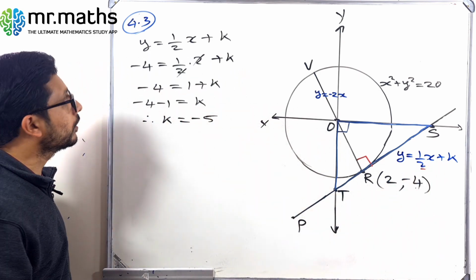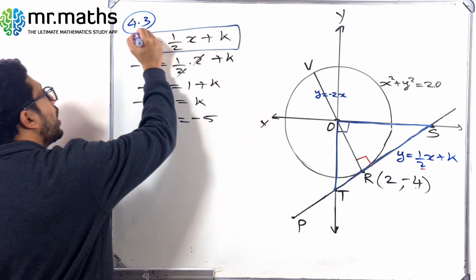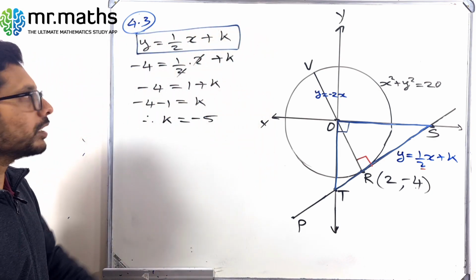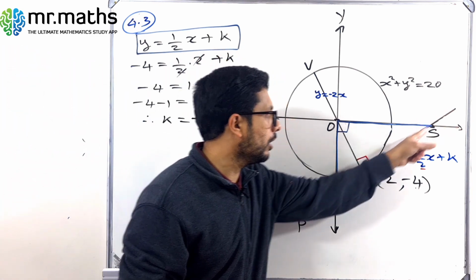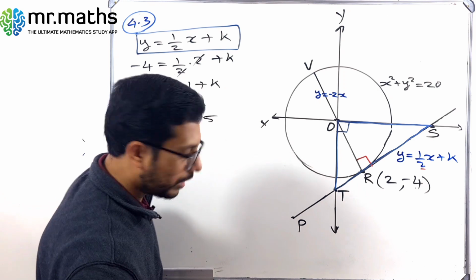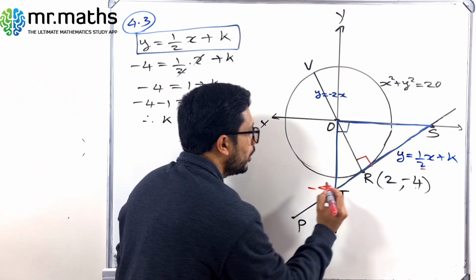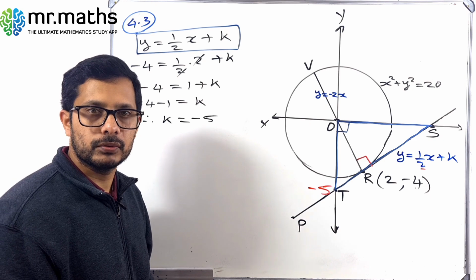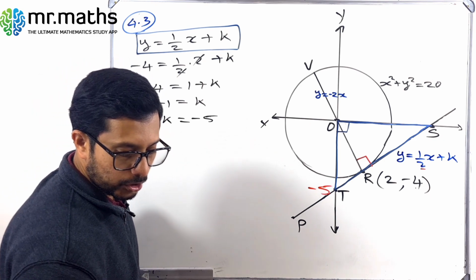What does k stand for? In this equation, look at this equation: y is equal to half x plus k. What does that k stand for? The y-intercept. So on this line, which one is the y-intercept? This point. So at that point, what is the y value we got? Minus 5. So it means that here the y value is minus 5. You understand? Okay.